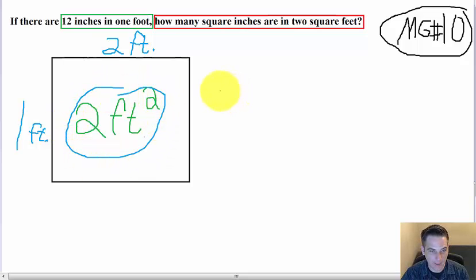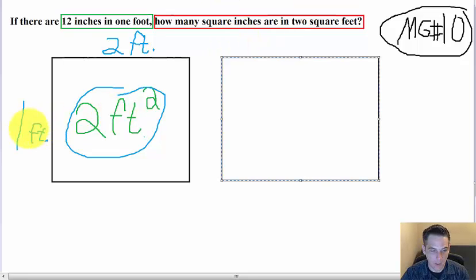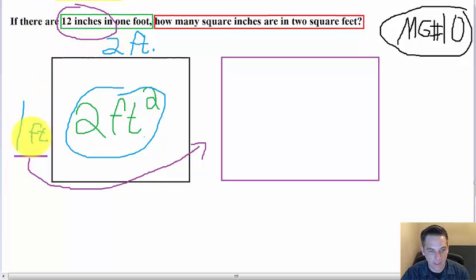So in that case, we know what the lengths are. Now we need another box, because now we're going to make our box that shows inches. And we're going to convert each length. So we're going to start with this one here, and we'll go ahead and move it right there. And 1 foot times 12 inches is 12 inches.